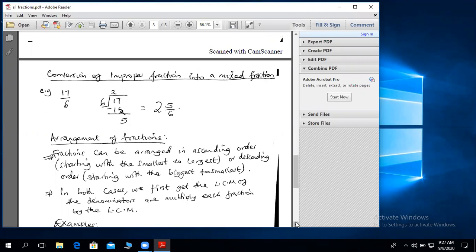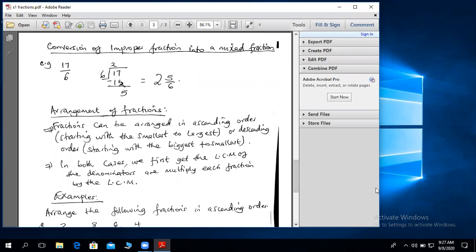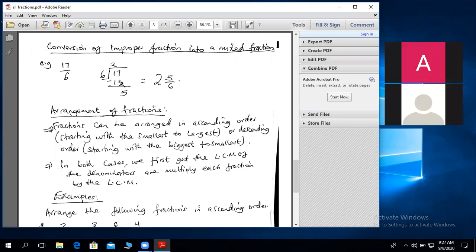Excuse me, teacher. Yes. I have not understood that part. You have not understood this part. This is rows. Yes. This is rows, yeah?